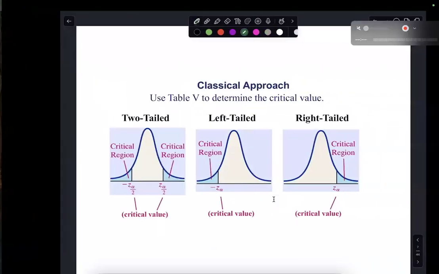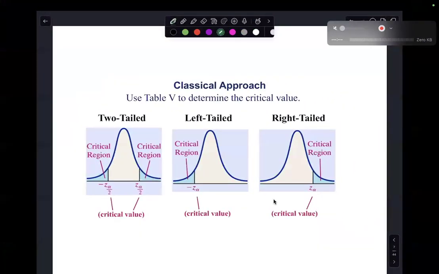Let me show you here. Okay, so take a look at two-tail. I have a negative z-score and a positive z-score. Left-tailed, see it's over here, so it is a negative z-score. And right-tailed, it's over here, so it's a positive z-score. So you can kind of see it on this diagram.